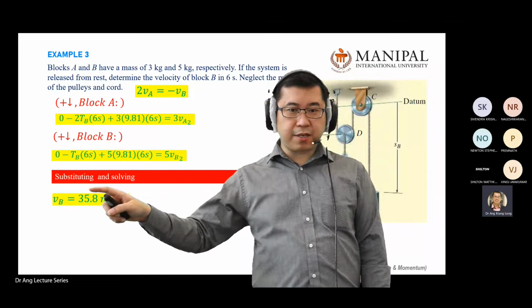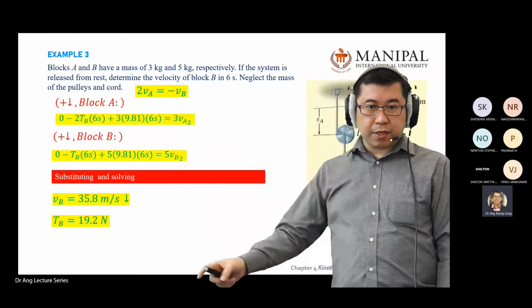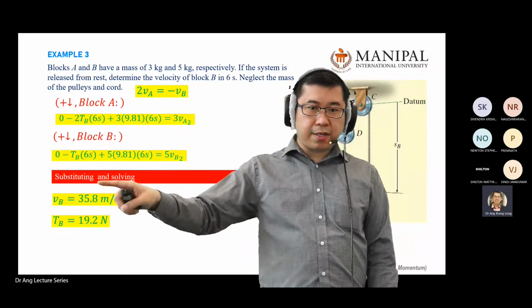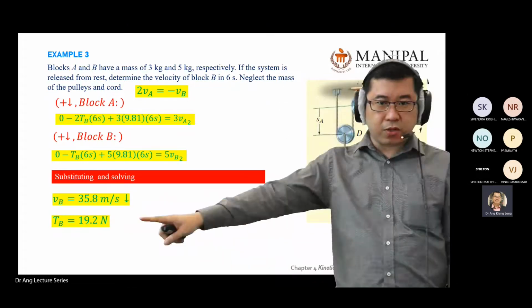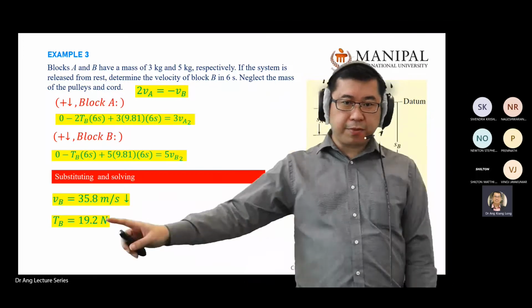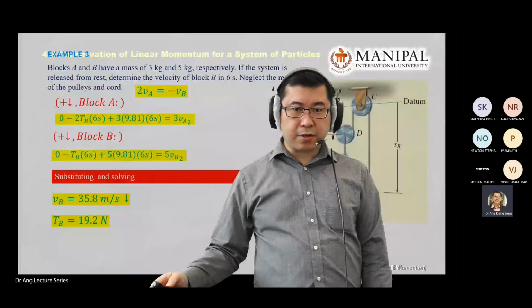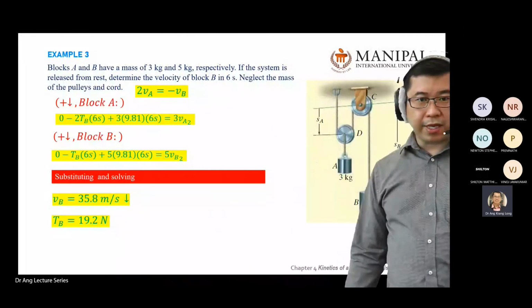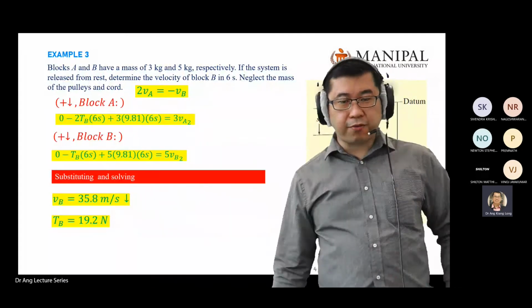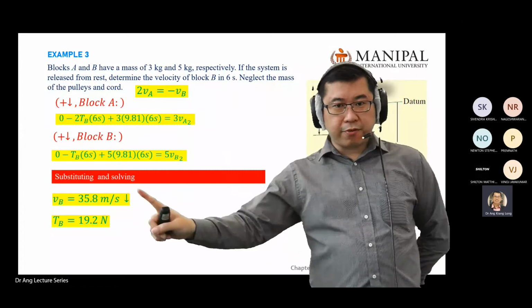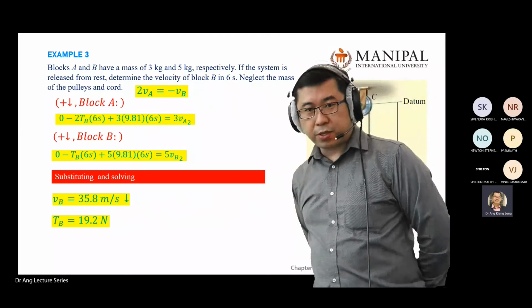I give you the answer: 35.8 meters per second going down, positive. The tension in cable B will equal 19.2 Newtons. From TB, you know TA, because TA is double TB. Then from here, you know the velocity of A. If the question asks you the velocity of block A, you substitute inside here and find VA. Any question for example 3?